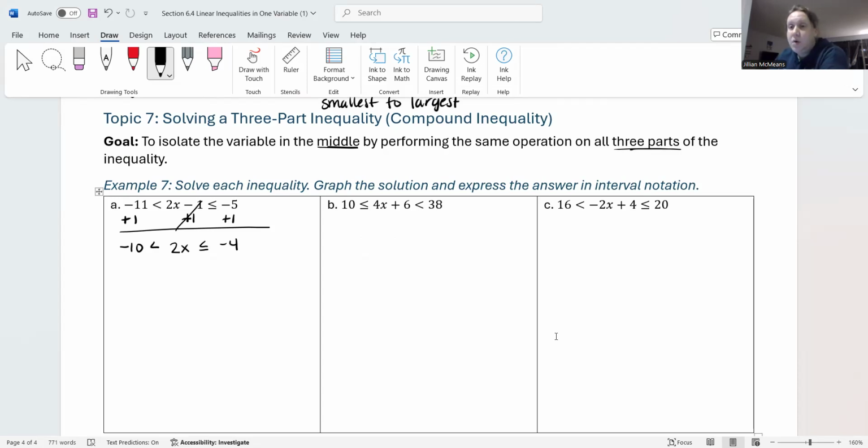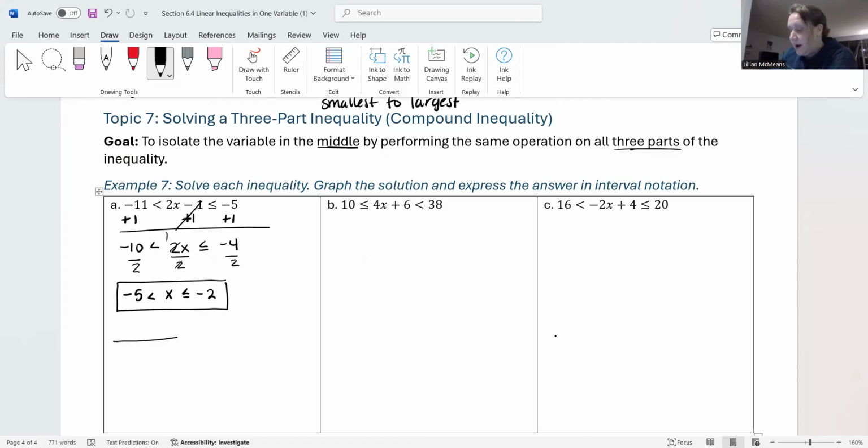Okay? And so we've isolated the variable term, but now we need to isolate the variable itself. So we want to undo the multiplication of 2 and x. So we're going to divide all parts by positive 2. Since we're dividing everything by a positive, we don't have to reverse anything. So we're going to divide the middle by 2, the right by 2, and the left by 2, and then simplify those 3 parts. So negative 10 divided by 2 is negative 5, which is less than 2x divided by 2, which is just x, because 2 divided by 2 is 1. And then that's less than or equal to negative 4 divided by 2, which is negative 2. So this is our final inequality. Okay, so that's the solution.